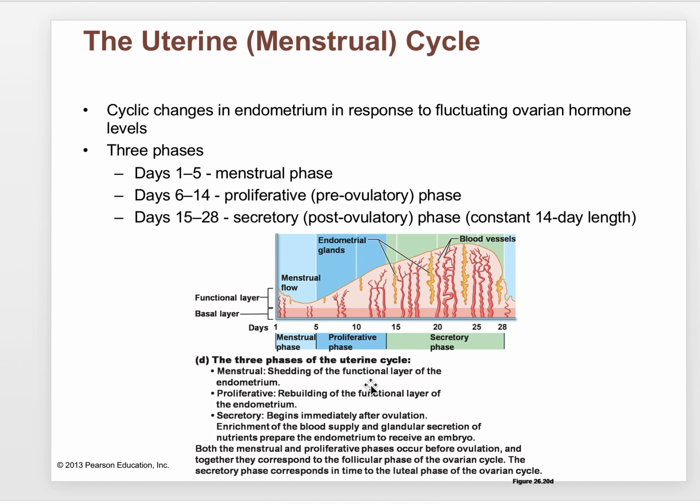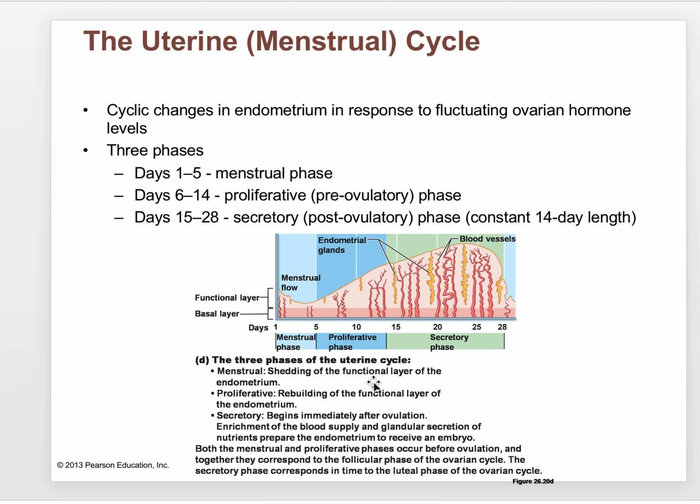Now, we talked about what goes on in the ovary. But at the same time, the uterus is undergoing changes as well. There are changes in the endometrium of the uterus as a result of ovarian hormone levels. There are 3 phases of change in the uterine or menstrual cycle: the menstrual phase, proliferative phase, and the secretory phase.